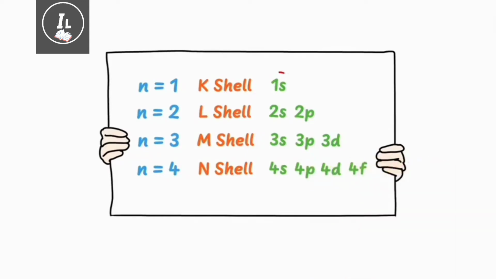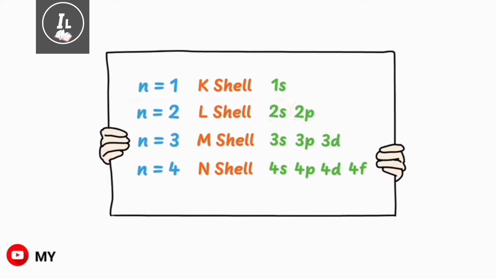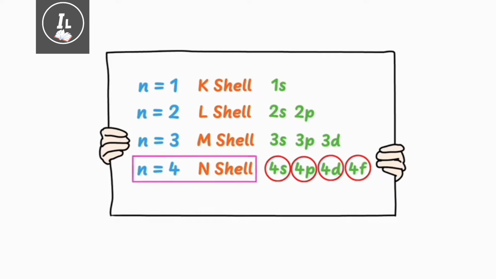Thus remember that 1s is the subshell of first or K shell, 2s, 2p are the subshells of second or L shell, 3s, 3p, 3d are the subshells of third or M shell, while 4s, 4p, 4d, 4f are the subshells of fourth or N shell.